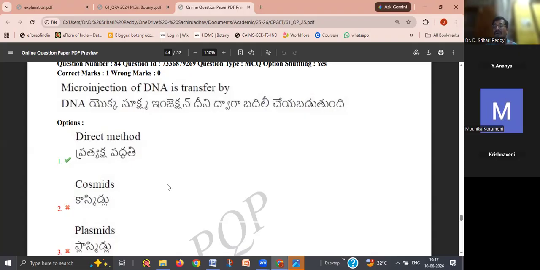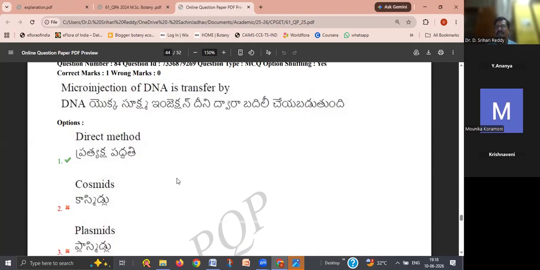But how is that BT gene transferred from the Bacillus thuringiensis bacterium to the cotton plant? How is it transferred? So the transfer of genes in the form of DNA from the source organism to the target organism, how does it take place? By some methods. The previous methods are indirect transfer. That means using Agrobacterium tumefaciens.